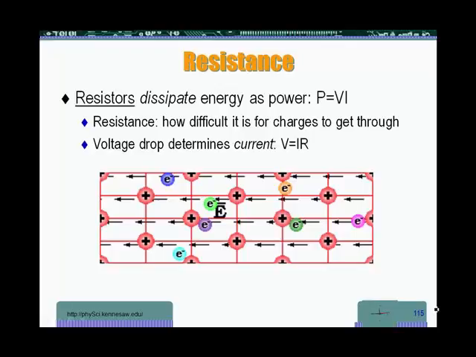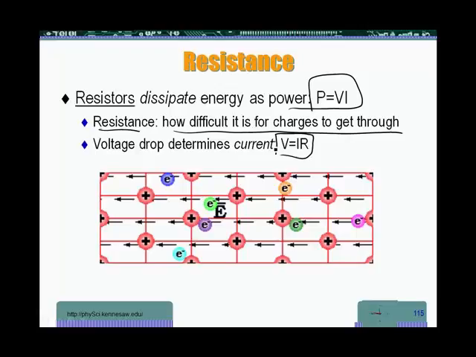In this recording, we discuss the concept of resistance. As was mentioned earlier, resistors dissipate energy as power, where the power is the voltage across the resistor times I. And again, the definition of resistance is how difficult it is for charges to get through that particular element in the circuit. And the voltage drop across that element is related to the resistance through this expression.